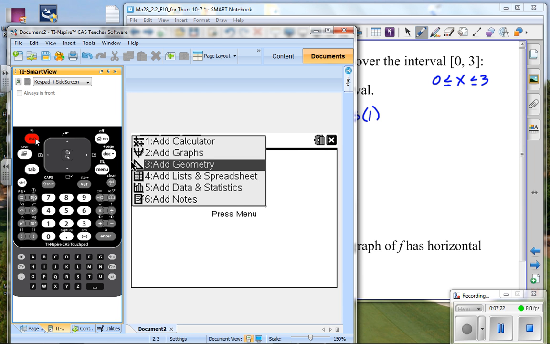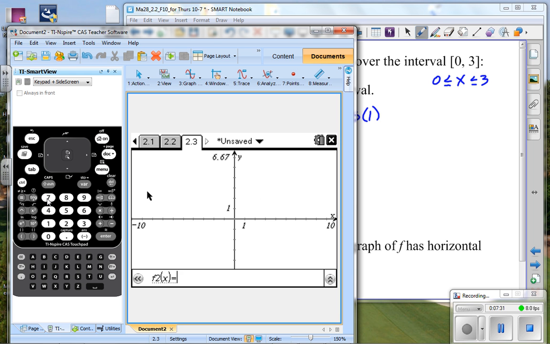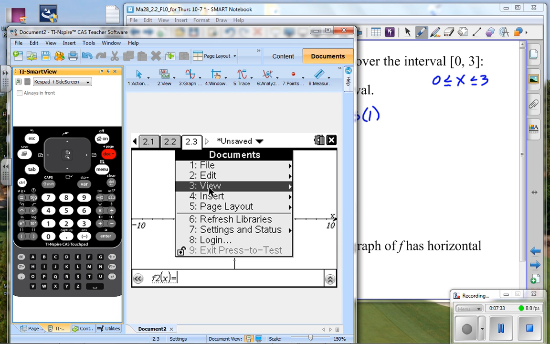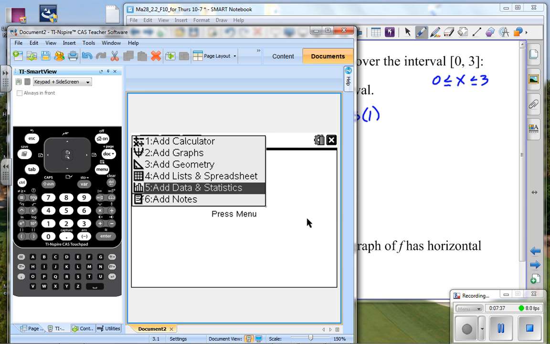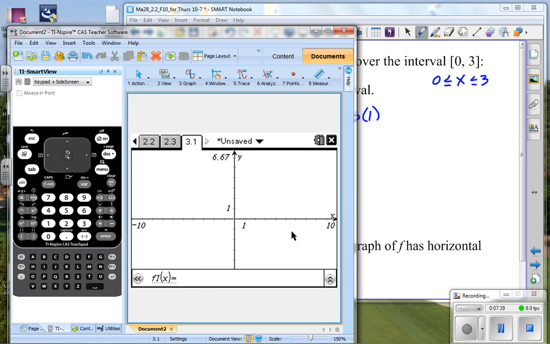So we'll insert a calculator page, or excuse me, a graphing page on this. Let me do that one more time because I did not get a new problem out of that. There we go. And we'll do a graph.